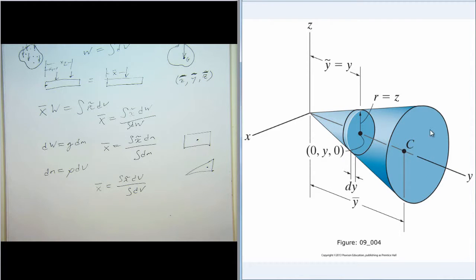So here's a shape, it's a cone, and it has two planes of symmetry. It's symmetrical about the xy plane, and it's symmetrical about the yz plane. So that means that the centroid is on both of those planes, and points that are on both of those planes are basically the intersection of those planes, which is the y-axis. So we see from that that the centroid has to be somewhere on the y-axis, because it's on the xy plane and it's also on the yz plane.